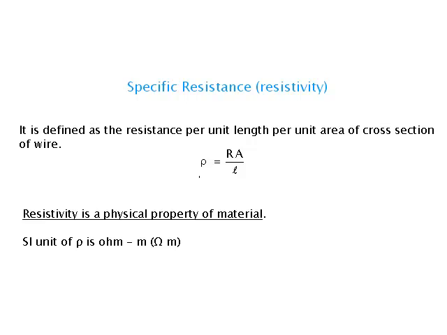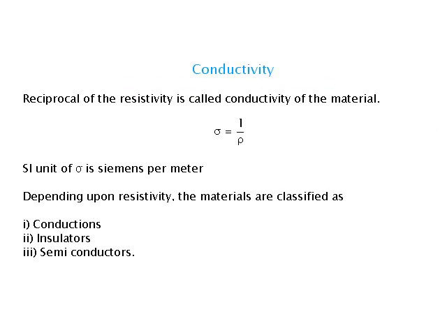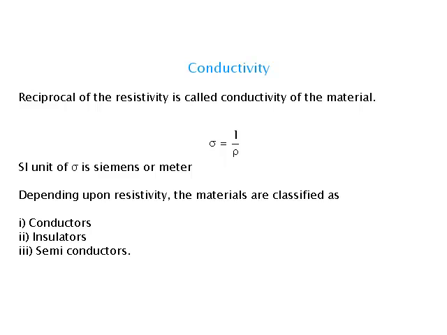Specific resistance is defined as the resistance per unit length per unit area of cross section of wire. Resistivity is a physical property of material. Reciprocal of the resistivity is called conductivity of the material. Sigma equal to 1 upon rho. SI unit of sigma is Siemens per meter. Depending upon resistivity, the materials are classified as first, conductors, second, insulators, third, semiconductors.